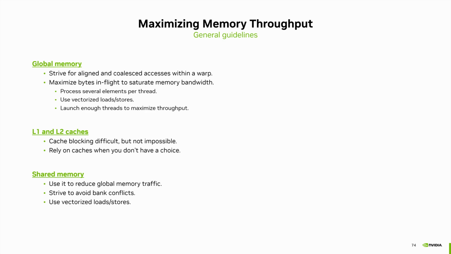Then the L1 and L2 caches, as I said earlier, cache blocking is difficult to do, but not impossible. And the general rule is to rely on the caches when you don't have a choice, okay? So ideally, you want to be using shared memory whenever you have data reuse in your code. But in this case, of course, you need to make sure to avoid bank conflicts.